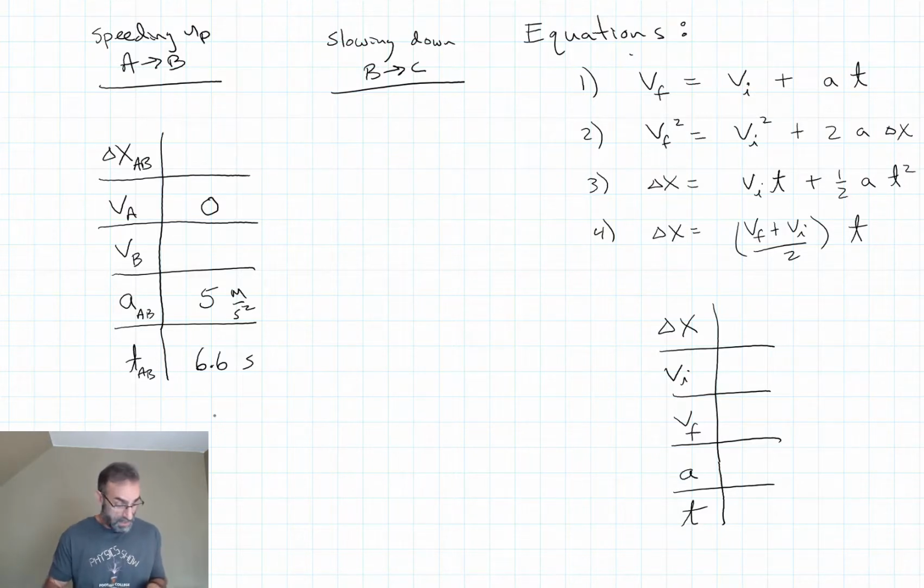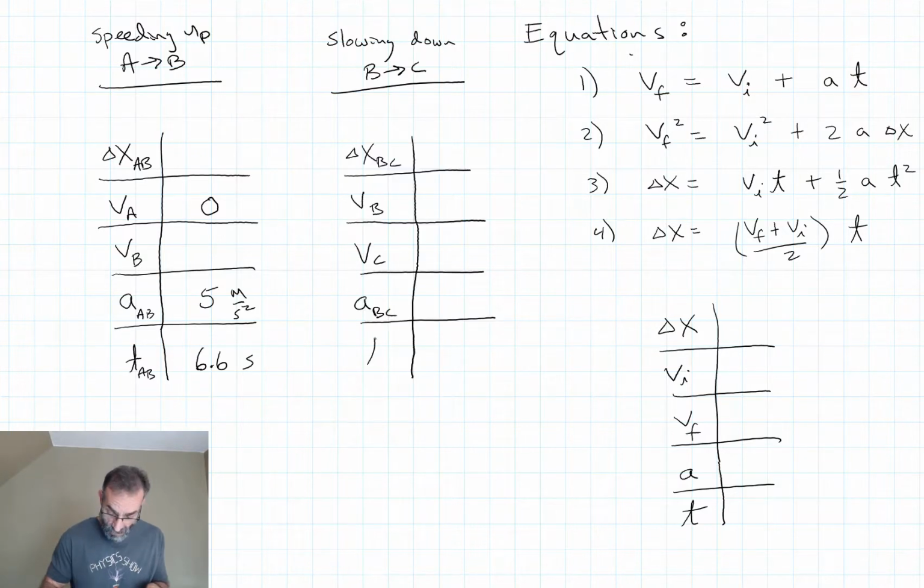But let's figure out what we know and don't know going from B to C. This is our table. I'm calling our displacement delta x BC for this time interval. The initial velocity is just the velocity at point B. The final velocity is the velocity at point C. You get the idea. Let's fill in everything we know.